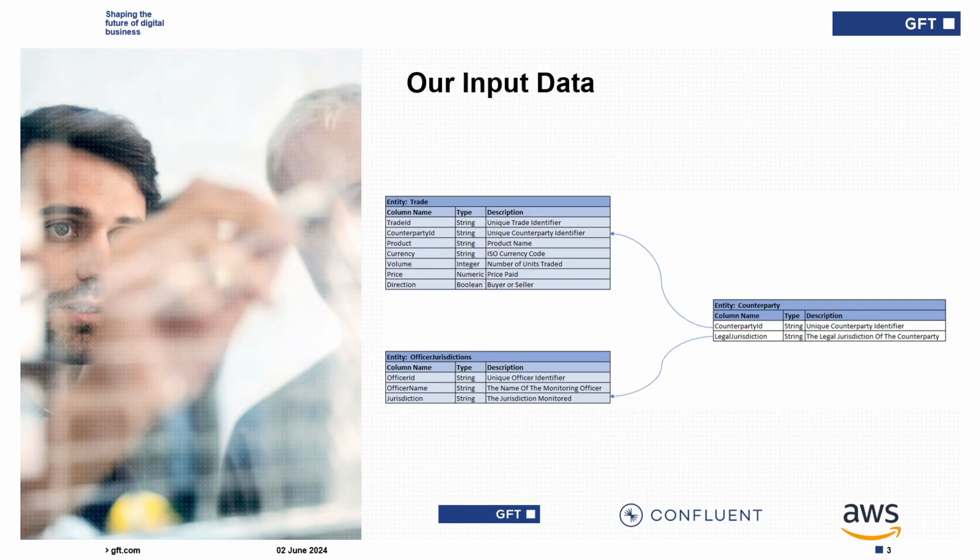So our input data looks like this. Obviously, we have our trade and various different measures against the trade, like volume, price, direction, what product it is, what currency it is, but also we have our officer data and what their responsible jurisdiction is, and our counterparty data, which tells us what jurisdiction the counterparty actually resides in. Typically, these pieces of data would come from different data sources. Officers and counterparties might come from a CRM type system, and trades would come from different front office trading systems.